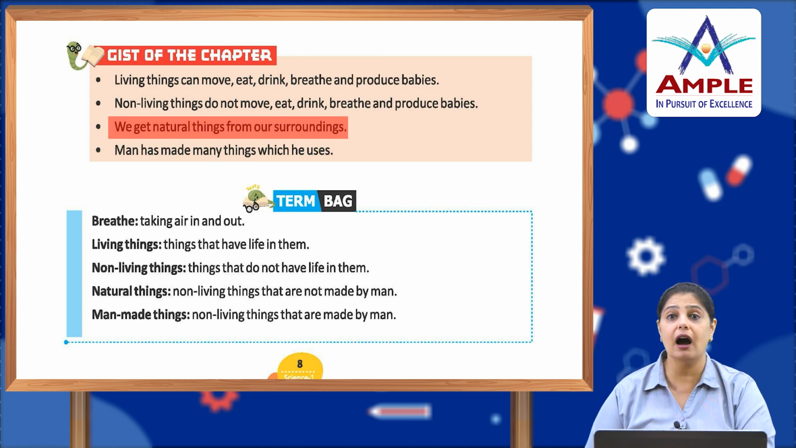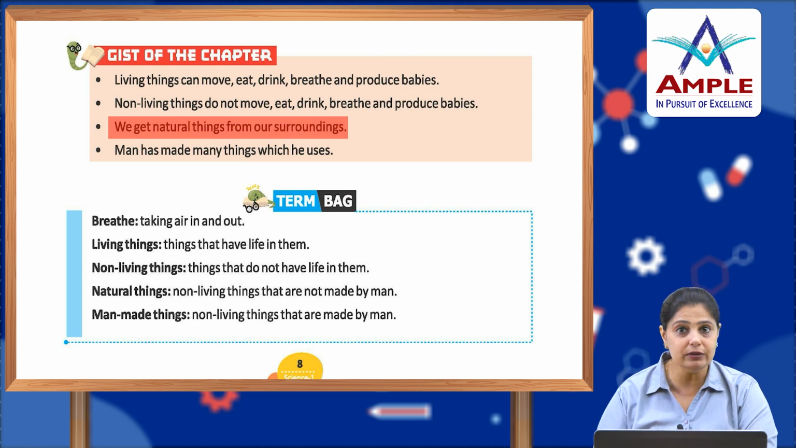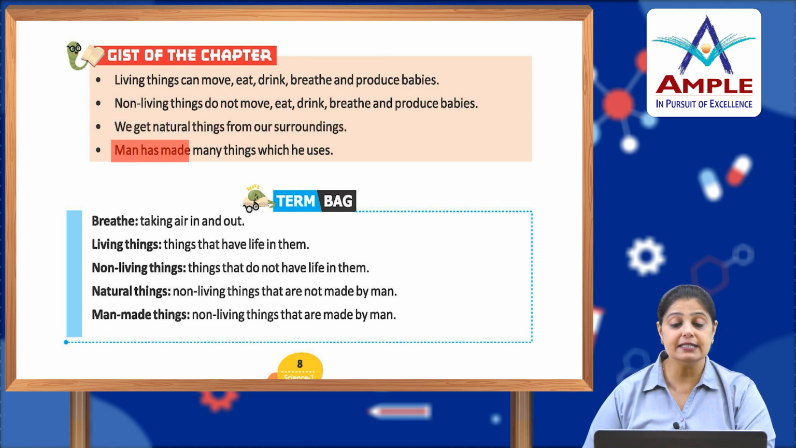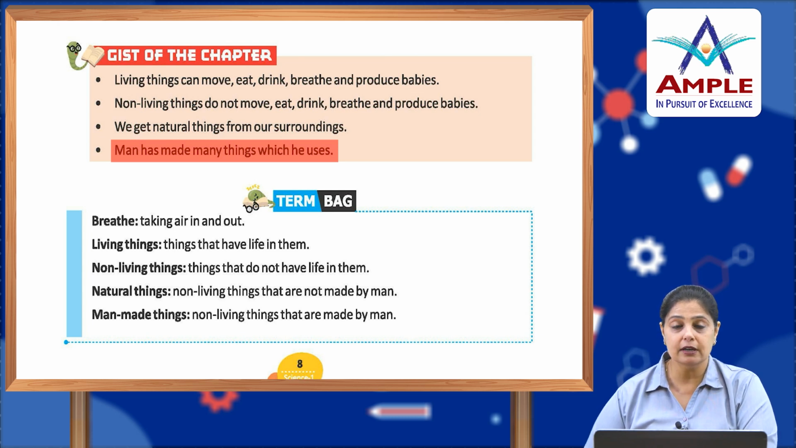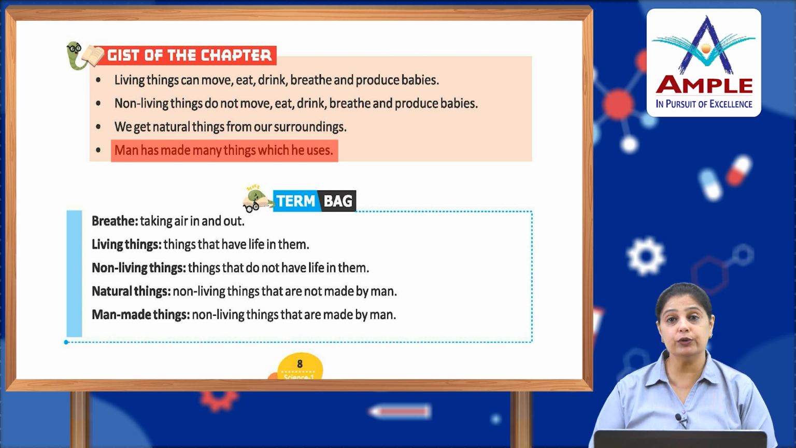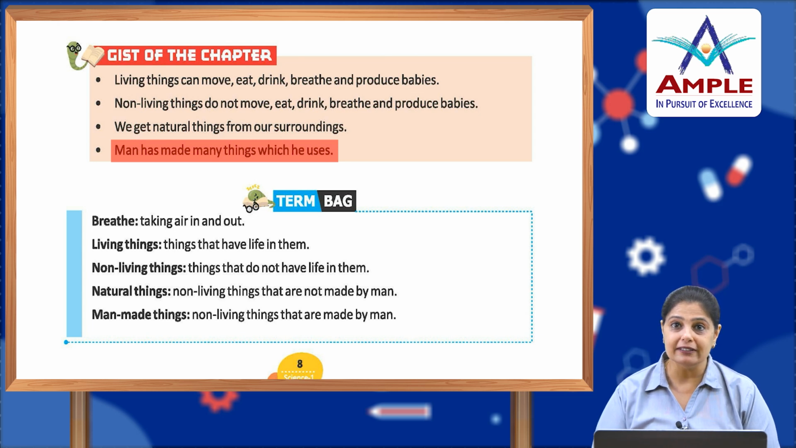We get natural things from our surroundings. So, all these natural things are around us. Surrounding means they are existing all around us. Okay? Man has made many things which he uses. So, these things which a man has made is made only for his use. Okay? Any creation happens when there is a need. So, when a man needed something to keep his things, he made a table. When he needed something to sit upon, he made chair. So, likewise, whenever we have a need, we make things.